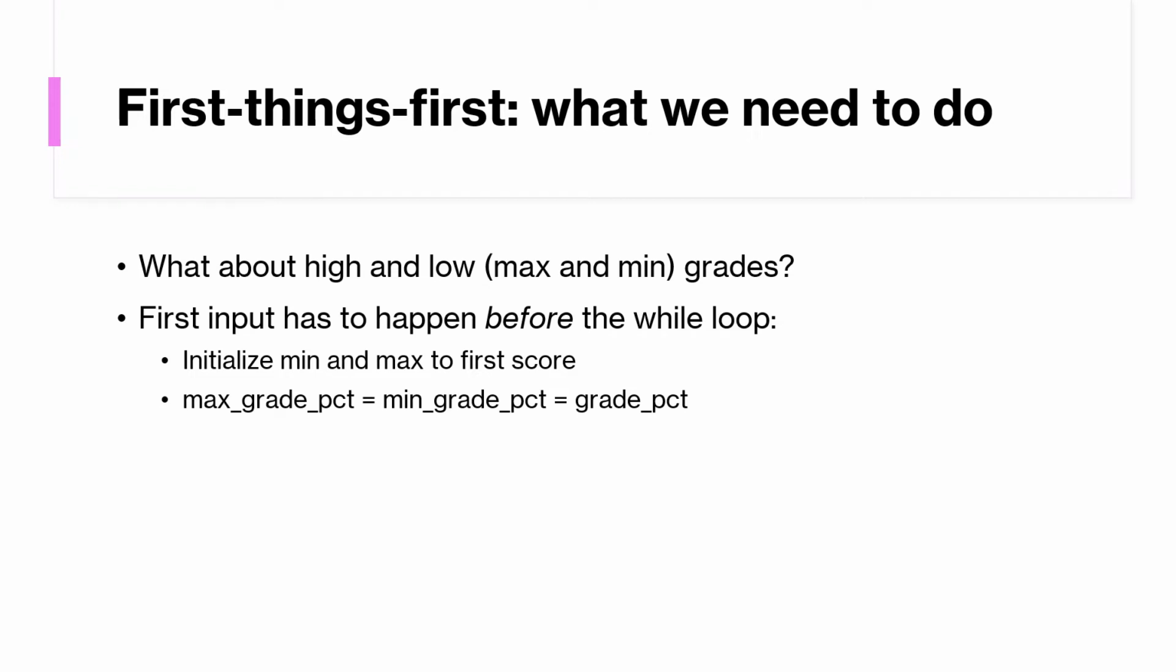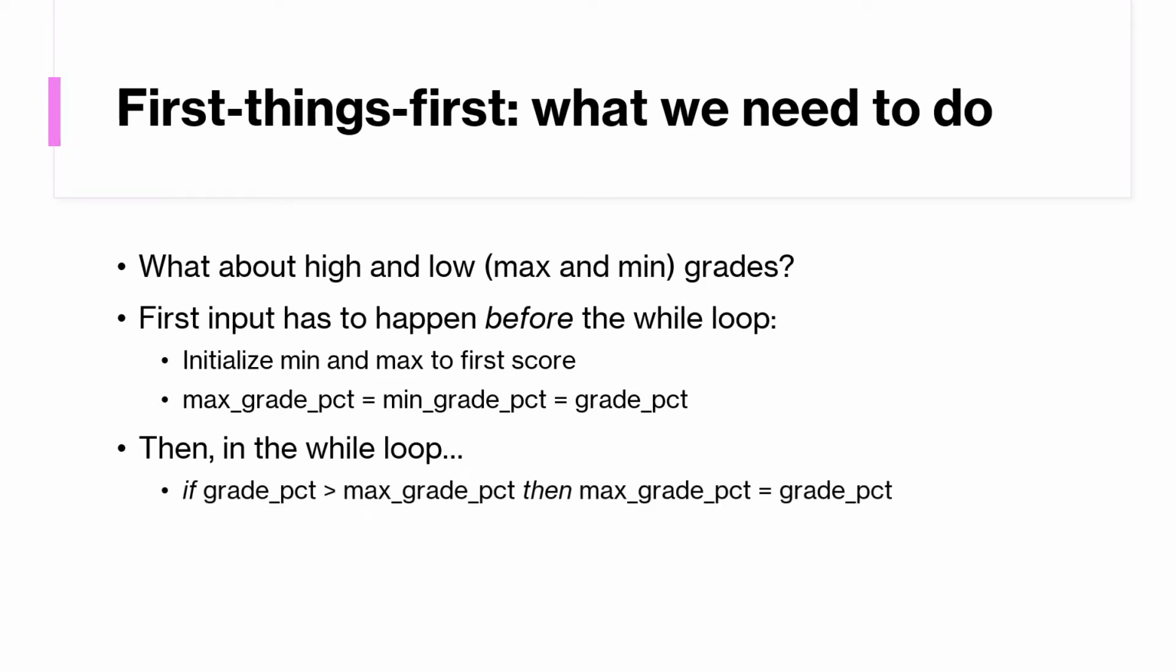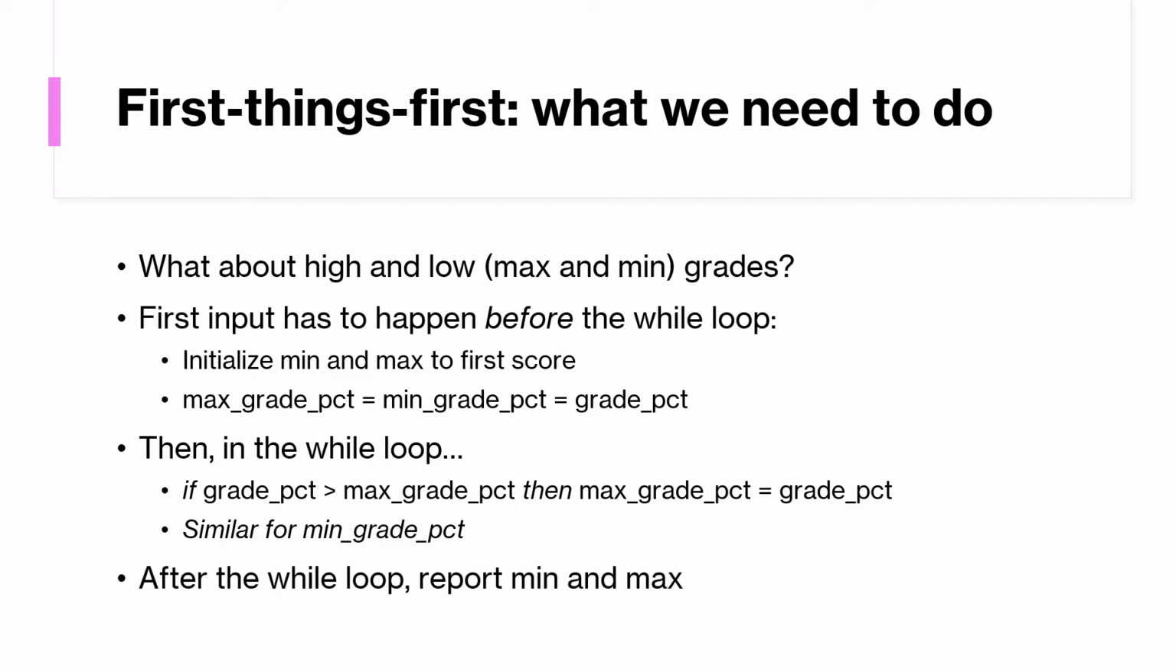Now, obviously you can't write a line like this in C++. Well, actually, you might be able to get away with that in C++. Then in the while loop, if grade percent is greater than max grade percent, then we let max grade percent equal the new grade percent, okay? And similar for the min. If grade percent is less than min, then min is going to equal the new grade percent. And then after the while loop, we just report the min and the max that we've found. It's very simple.